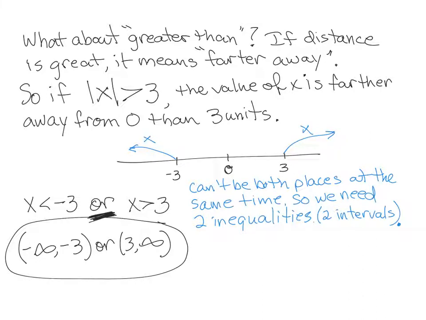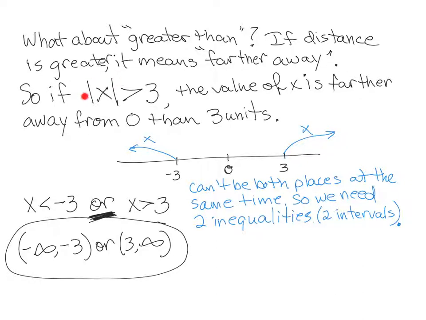Okay, both of those examples were less than, which put our final answer in between or closer to 0. But what if we have greater than, the absolute value greater than? Well, that means if distance is greater, then it means farther away. Boy, I cannot spell. Wow. Let me fix this. Farther away from 0 on the number line than however many units.